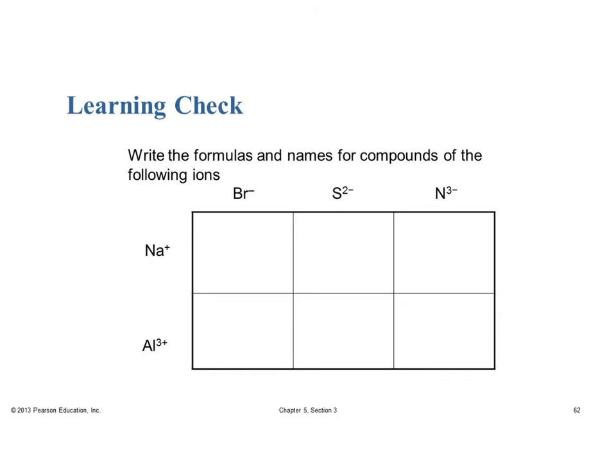Here's another learning check. Basically in this learning check, we're going to figure out what compound sodium and bromine can make, sodium and sulfide can make, and sodium and nitride can make. Then we're going to do the same process for aluminum bromide, aluminum sulfide, and aluminum nitride. Pause me and try it yourself.